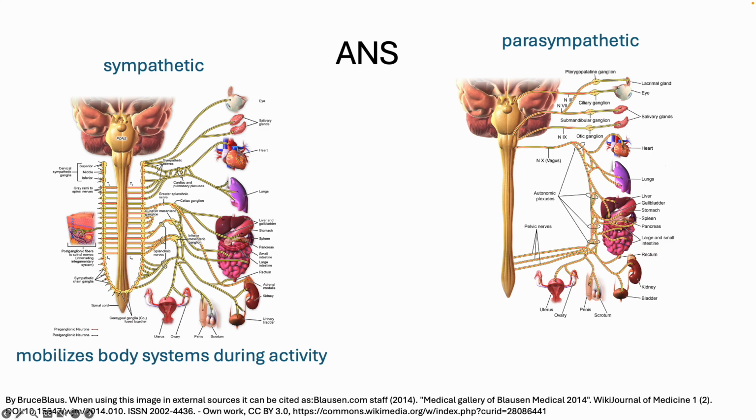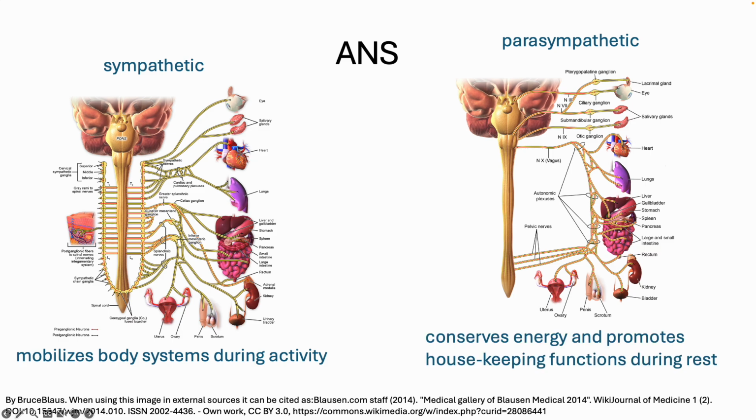The sympathetic nervous system is going to be what mobilizes body systems during activity, whereas the parasympathetic conserves energy and promotes housekeeping functions during rest. So you can think of the sympathetic nervous system as your fight or flight response, which gets you ready to act, while the parasympathetic is your rest and digest function. It's going to be what keeps you calm.